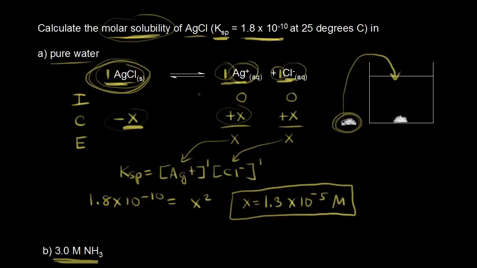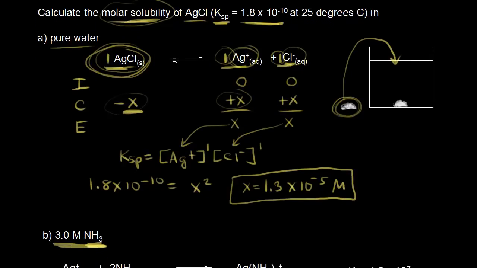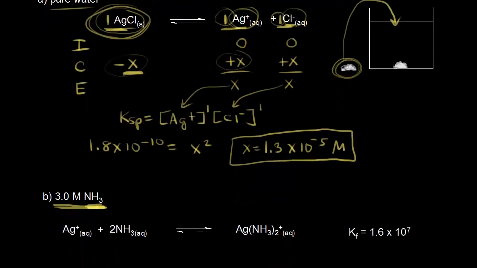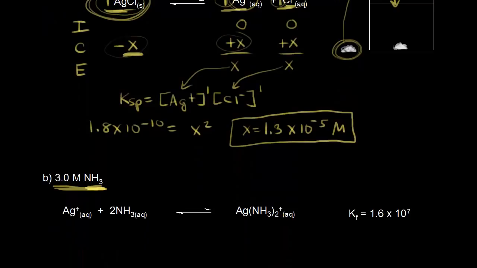Let's see what happens when we have ammonia present instead of pure water. So we have a 3 molar ammonia solution, right? We have some ammonia present now. What happens when ammonia is around silver cations? Right? We get this reaction. So silver cations plus 2 molecules of ammonia give us what's called a complex ion over here.